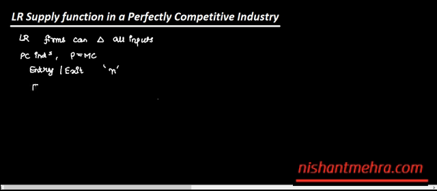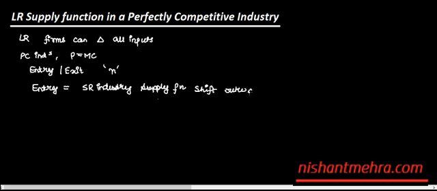With an entry, what will happen is that the short-run industry supply function will shift outward, right? With an exit, this will shift inward, right?